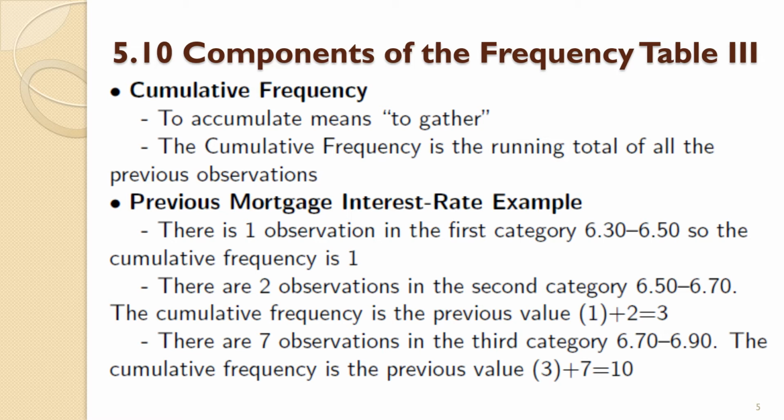And again, cumulative refers to the word accumulate, to gather, so you just add to what came before. Also, for instance, if you look at the third category, you've got 7 observations in here plus the cumulative frequency of 3 from the previous 2 categories. So this 7 in this category gives you a value of 10 for the cumulative frequency of this third category.